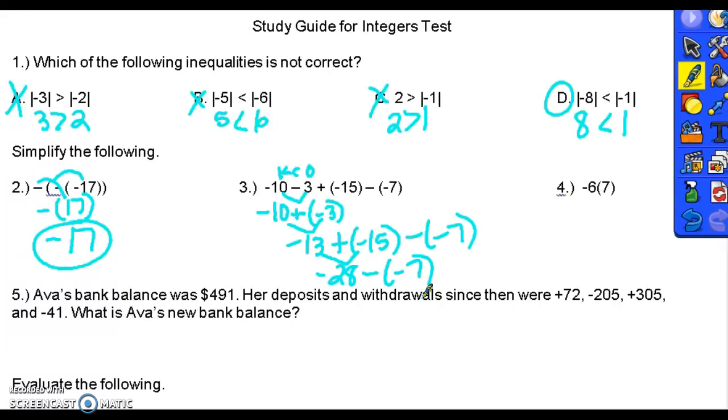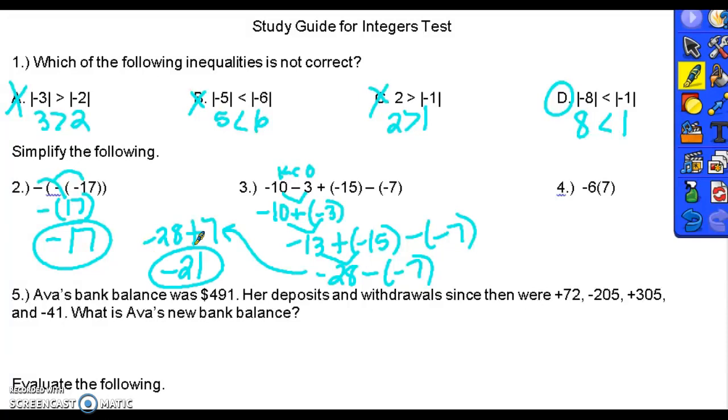-28 minus -7. Whenever I'm subtracting, I use additive inverse to change it to addition so that I can use my adding rules. So -28 plus the opposite of -7 is +7. My signs are different, so I subtract. 28 minus 7 is 21. 28 has the higher absolute value, so my answer is -21.